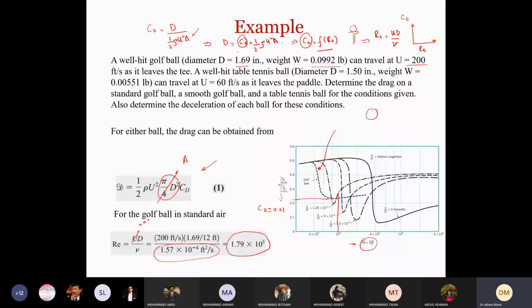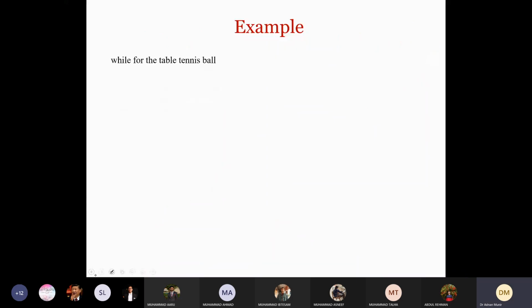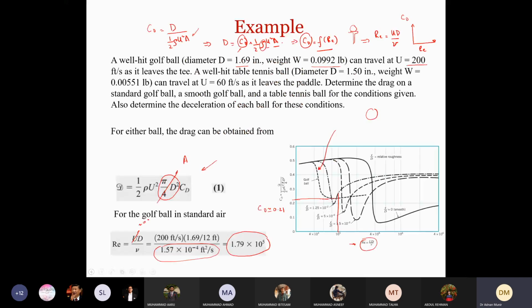Once I find CD, the area, diameter we know, we can find area, U square we know, and rho we also know. The density is also given to us. So we can work out the value of drag force from there. Now for the tennis ball, we assume that the tennis ball is a sphere which is smooth.